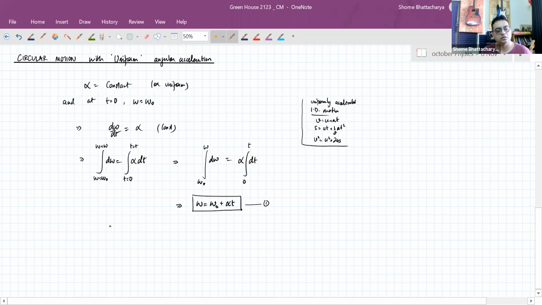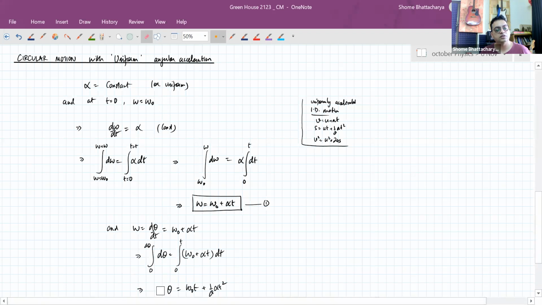Now, secondly, omega, which is the rate of change of angular displacement, is a function of time. So integrating this equation will give us the angular displacement as a function of time. After a time t, the angular displacement delta theta is omega naught t plus half alpha t square, on integrating this and putting the limits.